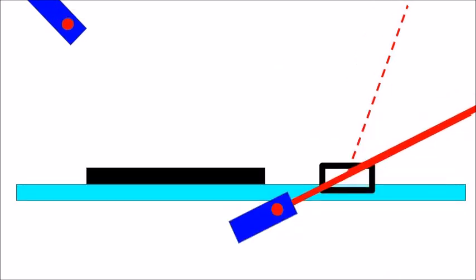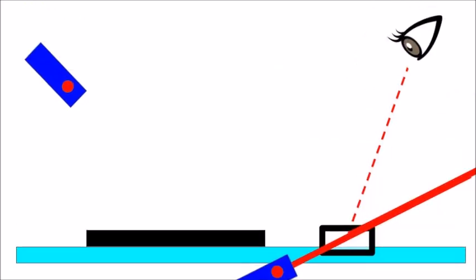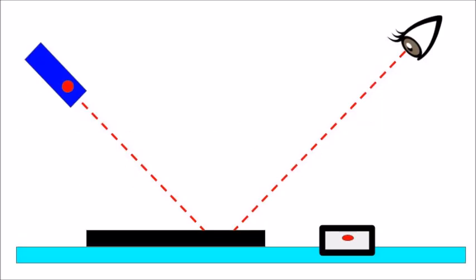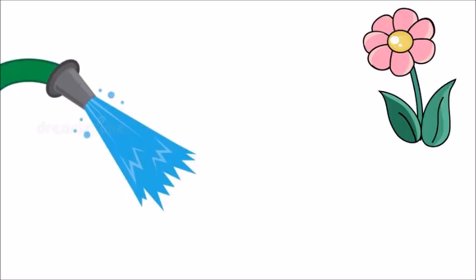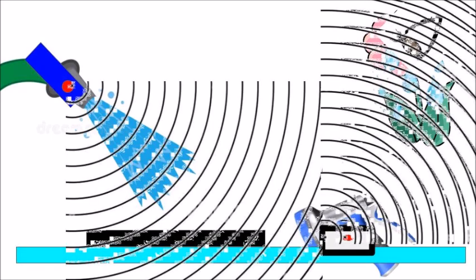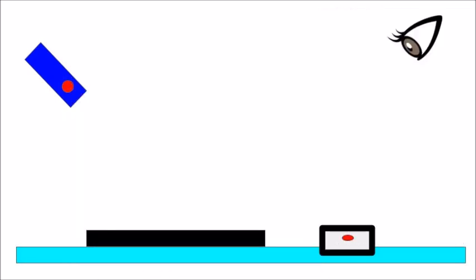It's as if a virtual laser pointer were hiding behind the mirror and its light was splitting. Only that is not what is happening, because diffraction gratings do not split light. The laser is not even aimed at the slide. Imagine trying to water a flower, but you're pointing the hose in the wrong direction. Then you put a nozzle somewhere else entirely and the flower gets wet. That would be surprising. It is a surprising dot.